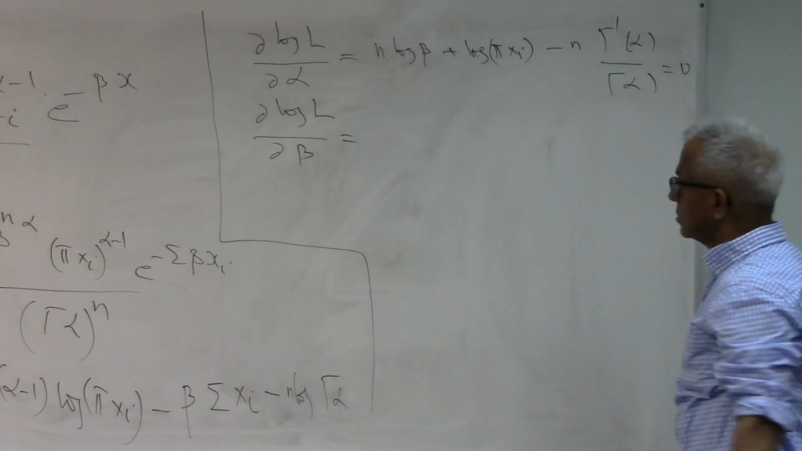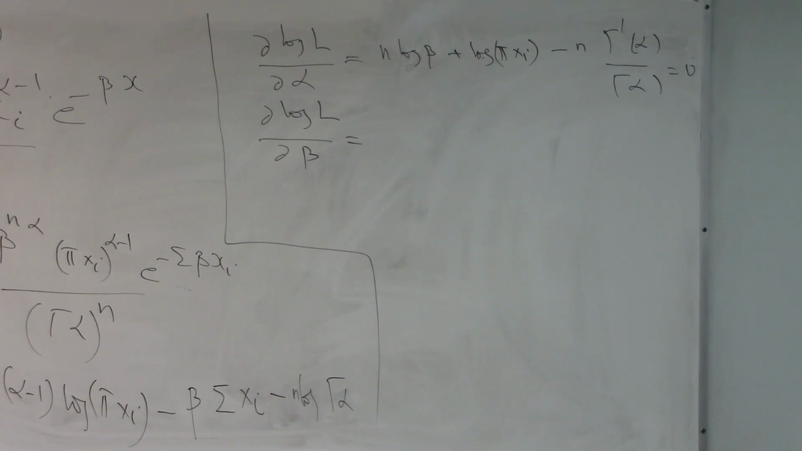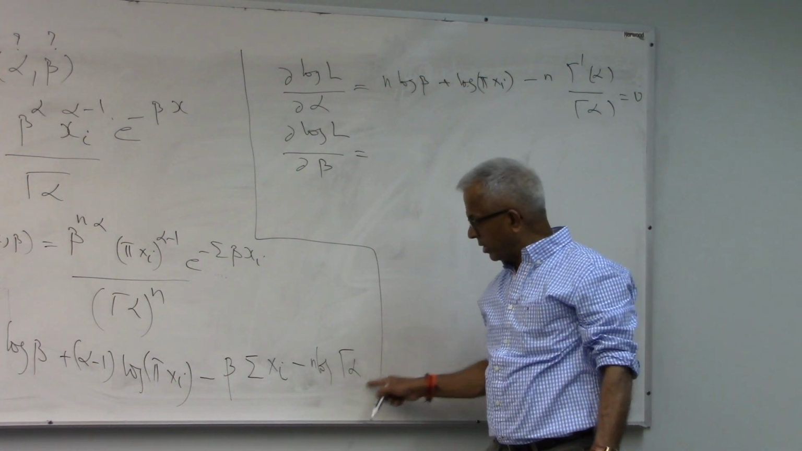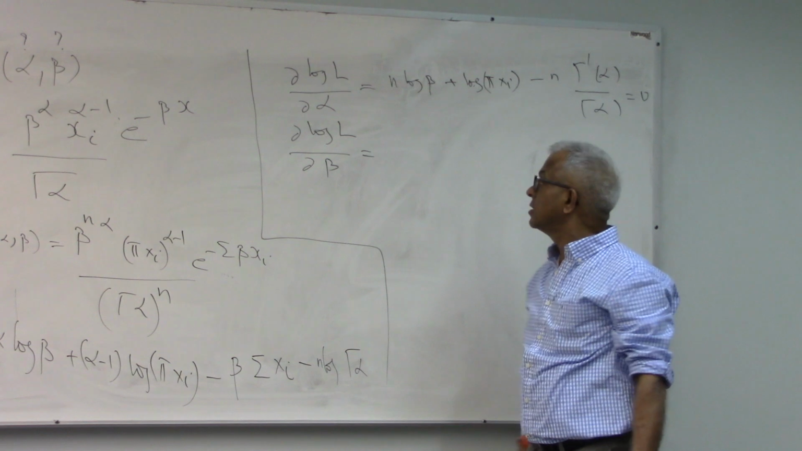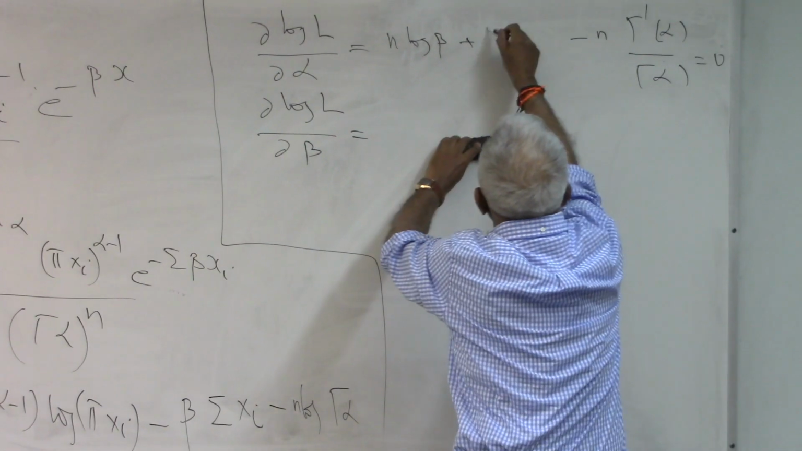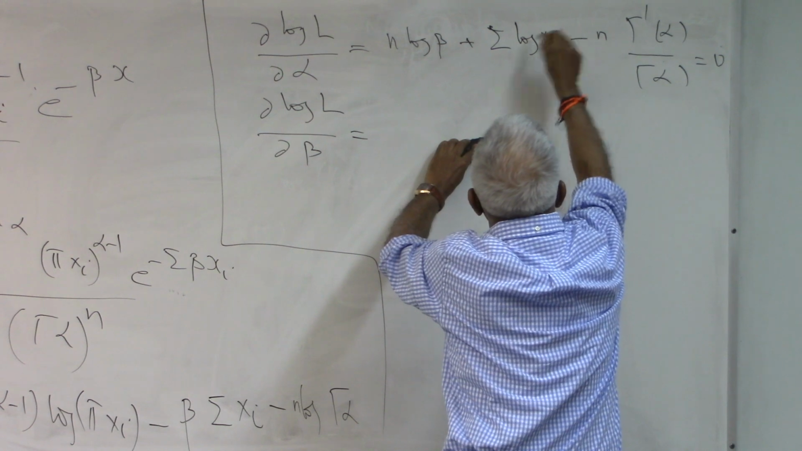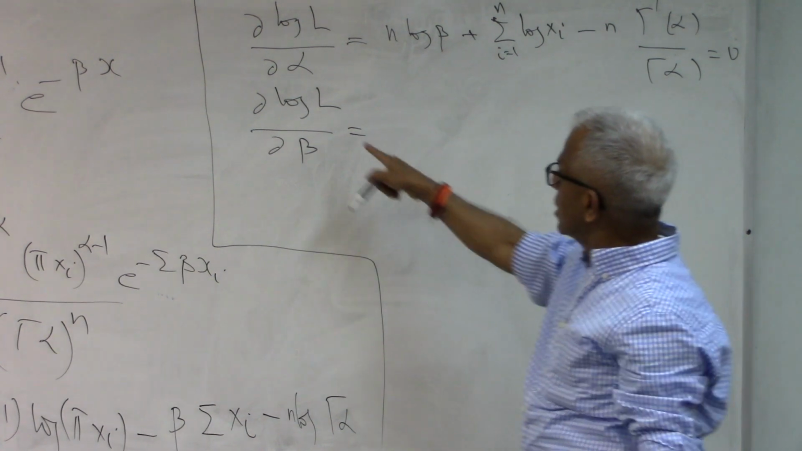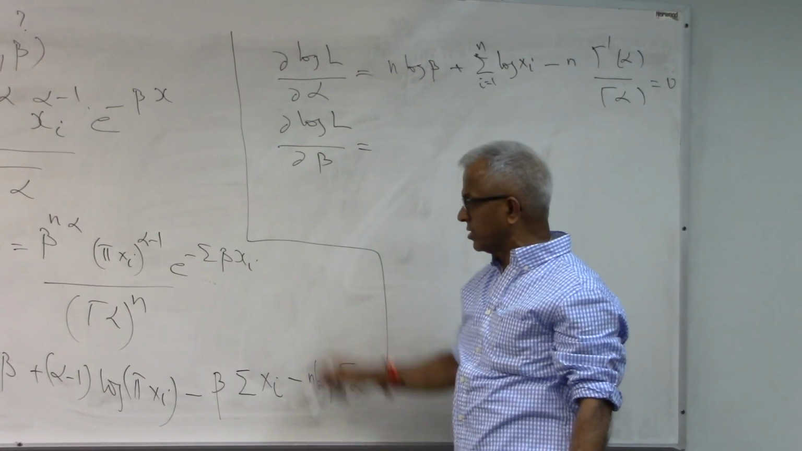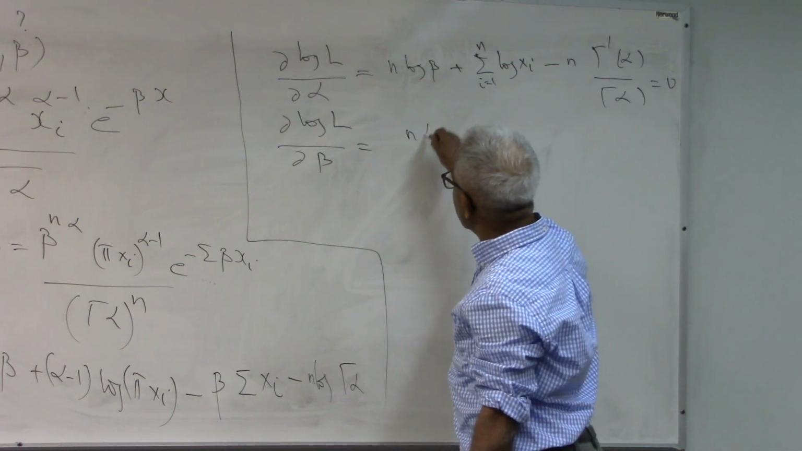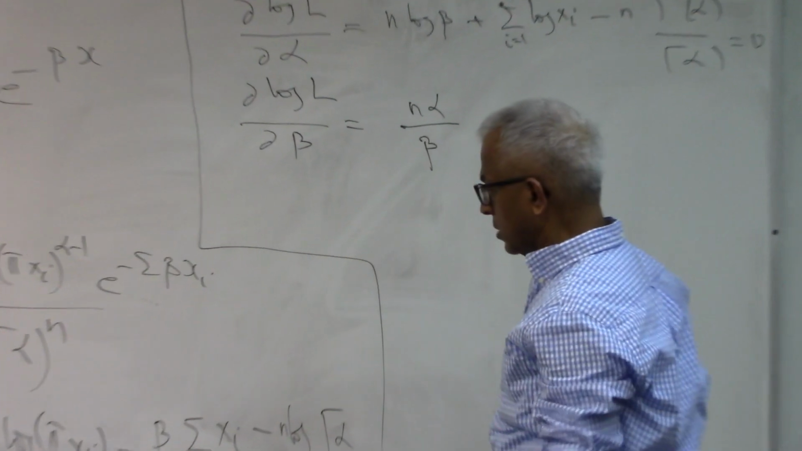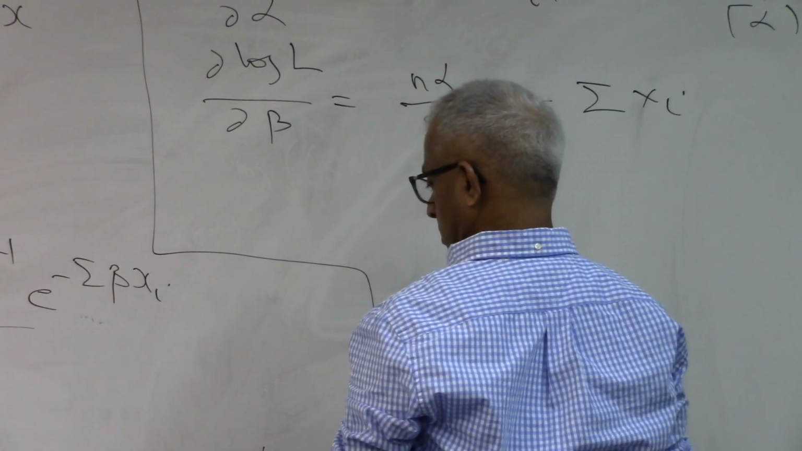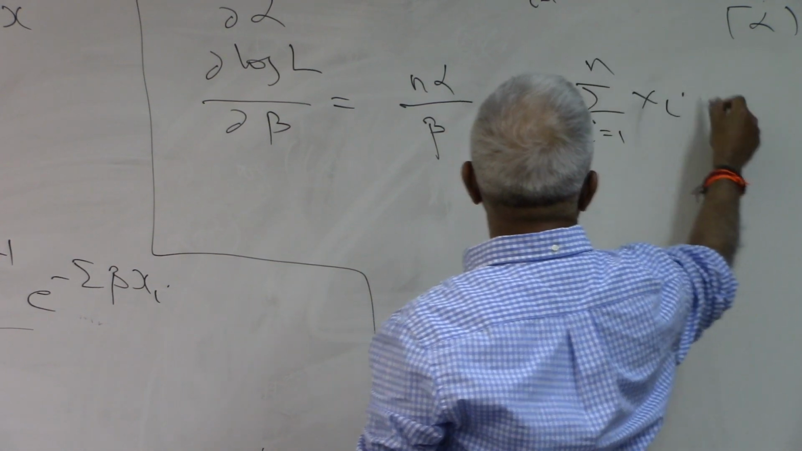See, the last term is n times log of gamma alpha, and I just wrote the derivative with respect to alpha like that. Of course, you can write the sum as sigma log xi. So now let's do the derivative of the logarithm of the likelihood function with respect to beta. That's n alpha over beta. There's nothing here, and here it is going to be minus sigma xi, i equal to 1 through n, equal to 0.